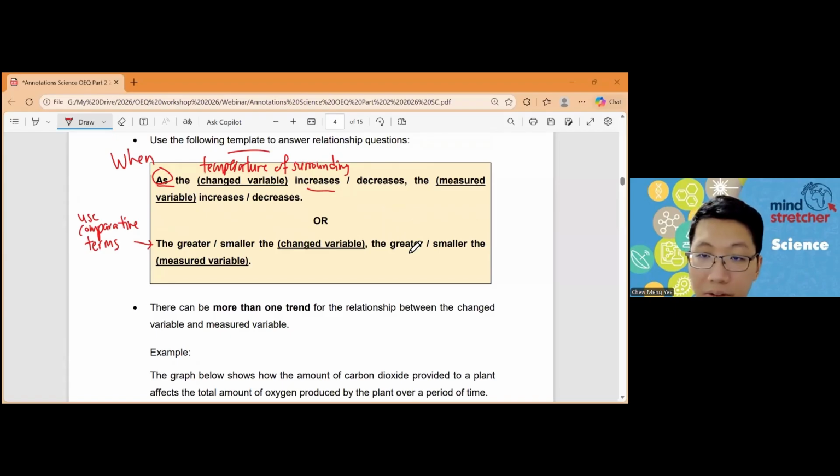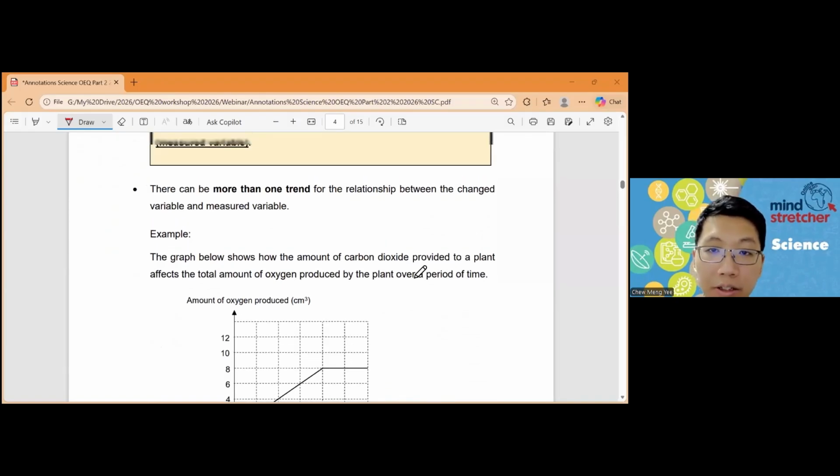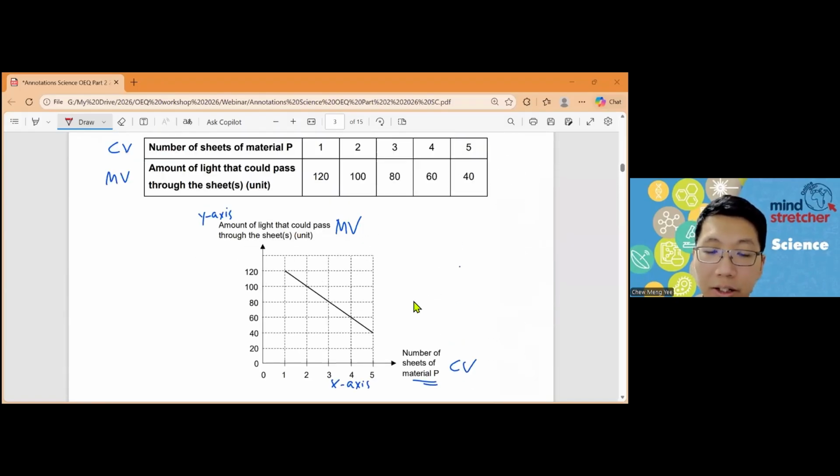Let me see. What's the trend? One of you asking. So if you see this kind, as the number of sheets of material P increases, then the amount of light decreases. That's the only one pattern. Trend is like a pattern: how the amount of light changes when the number of sheets increases. When the number of sheets of P increases, then the amount of light that passes through decreases. That is one trend.